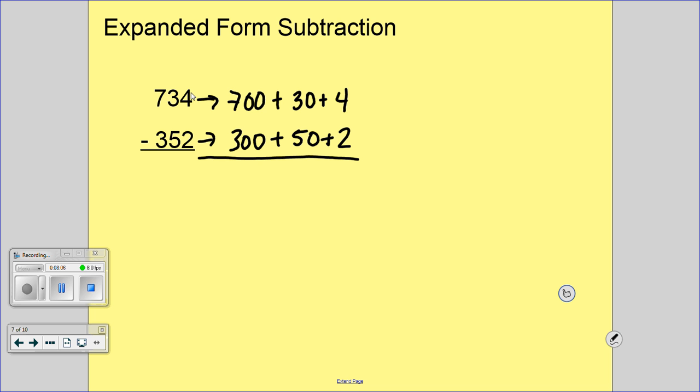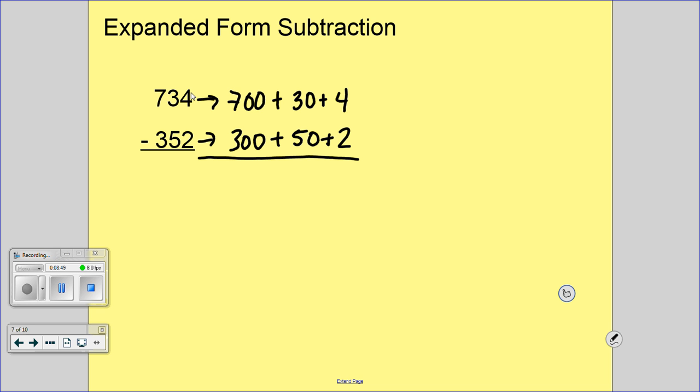It doesn't change. Aiden, Tracy? Listen to my question. Which column, which place value am I going to start with? Place value. What is place value? Hundreds, tens, ones, thousands, millions? Ones. Why am I going to start with the ones? Because we might have to make a trade, so we want to start with the smallest number.